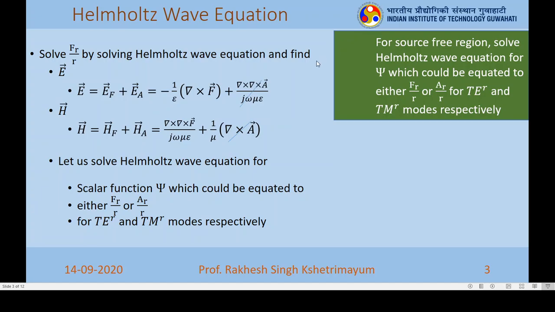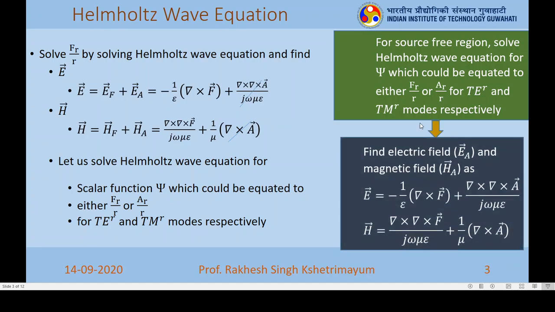So let us summarize it. What we are trying to do is find the Helmholtz wave equation for psi, which could be F_r by R when it is a TE_r wave, or A_r by R when it is a TM_r wave. Once we have that psi, from there we can find the electric field and magnetic field by using this relation.